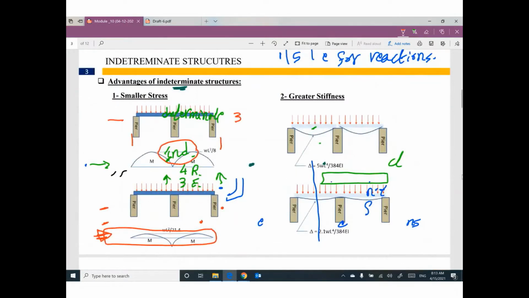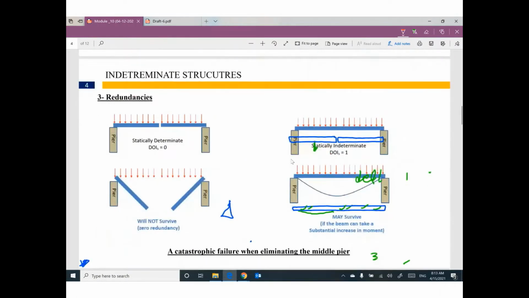If the structure is indeterminate, you can get smaller stress, smaller bending moment, greater stiffness, a stronger structure, and also if we have an issue with one of the columns or piers or supports, we will not expect catastrophic failure. Okay.